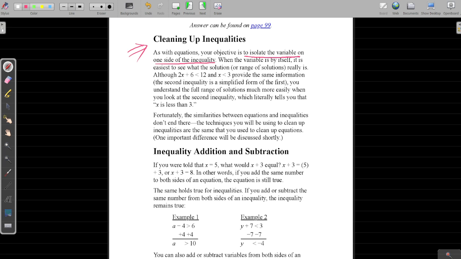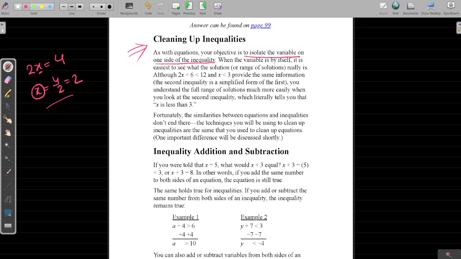Whenever we are solving an equation, suppose 2x equals 4, you need to isolate this variable. So x equals 4 by 2. In this manner, you will find the value of x. You need to do the same thing whenever you want to find out the solution of an inequality. When the variable is by itself, it is easiest to see what the solution is.